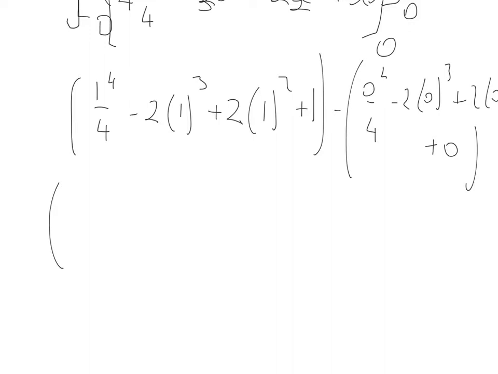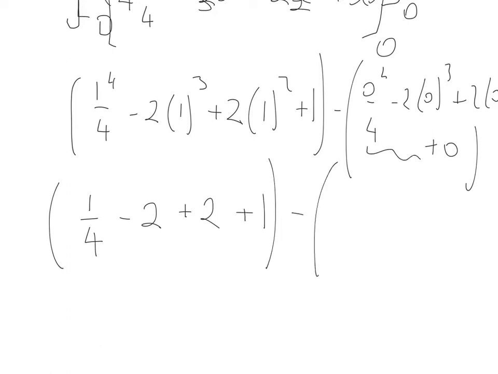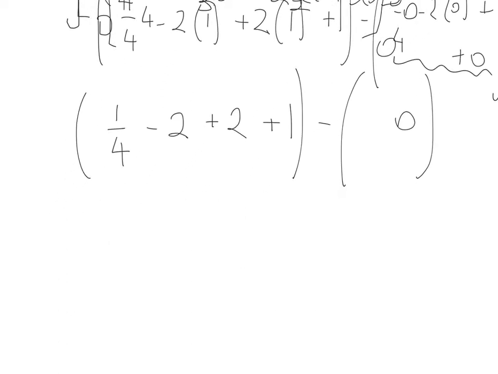1 to the power 4 is 1, so that's just 1 quarter, minus 2 times 1 cubed is 2, plus 2 times 1 squared is plus 2, and plus 1. This stuff in the second bracket collapses down to 0. Minus 2 and plus 2 cancel out, so I've got 1 quarter plus 1, so that's a quarter plus 4 quarters, and that's 5 quarters, and that is the shaded area for S.